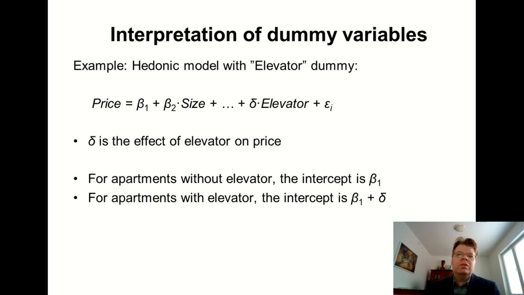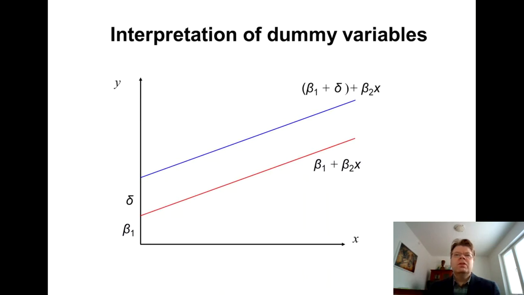So for the coefficient of the dummy variable, we can think about it as an increase or decrease of the intercept term. So here is an illustrative figure in the case of just a single explanatory variable x and a single dummy variable. This dummy variable would be this capital D, so it's either 0 or 1. In the case that this dummy variable takes the value of 0, we are on this red regression line, and the intercept is just beta 1. But when this dummy variable takes the value of 1, then we move to this blue regression line.